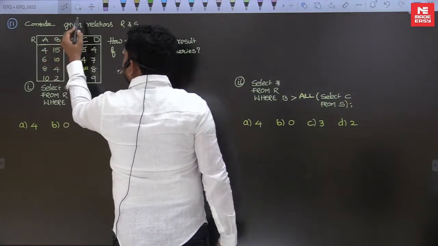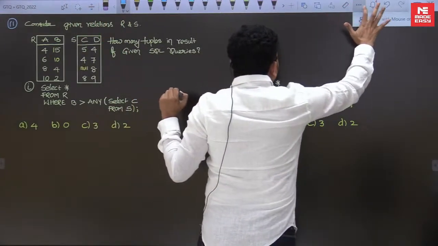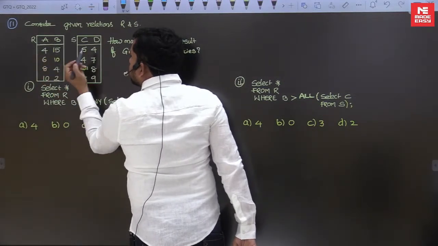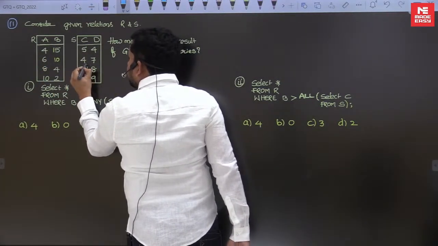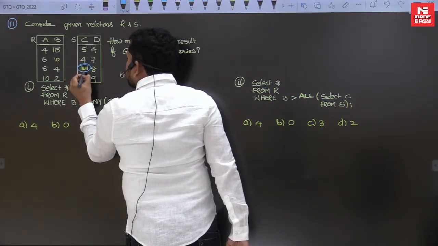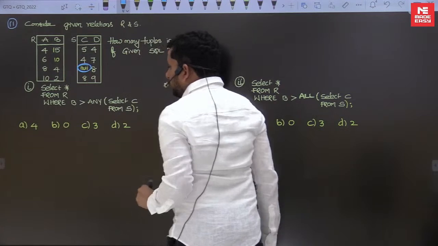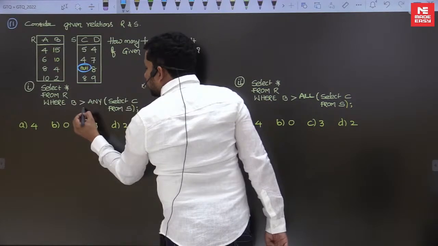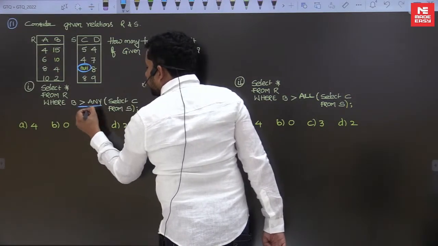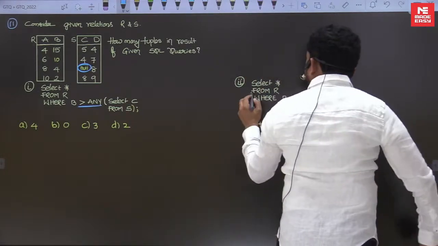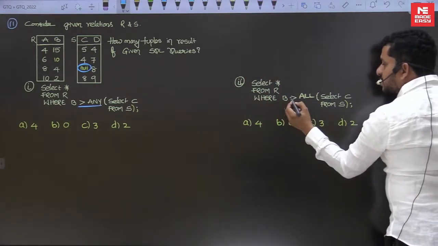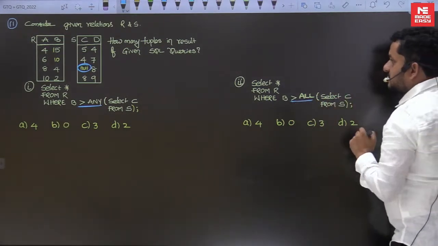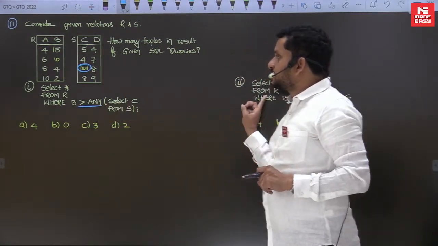Make it fast. See this one, a very simple question, just two minutes. These are the relation R, with some records, and relation S, with some records; a null value is also there in the S relation. Select star from relation R where B greater than ANY, select C from relation S. Second query: select star from relation R where B greater than ALL, select C from relation S. How many records are in the result of these two queries?